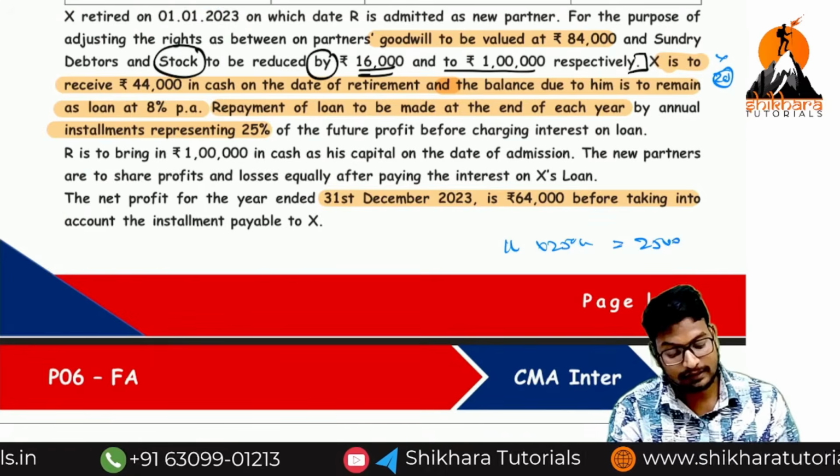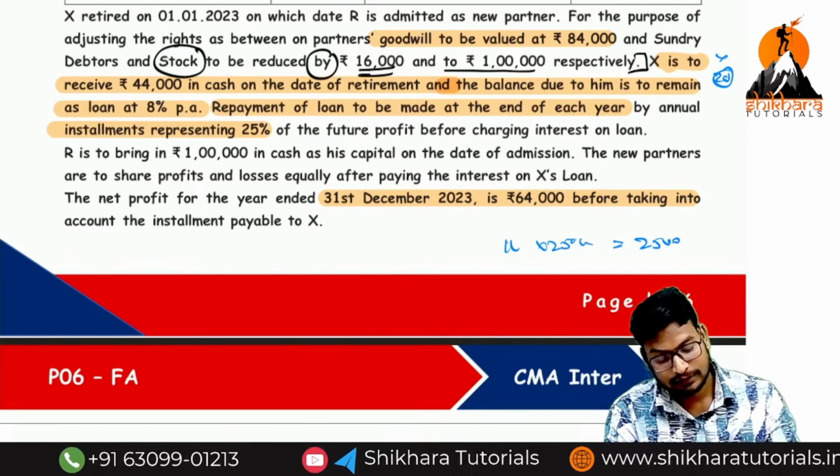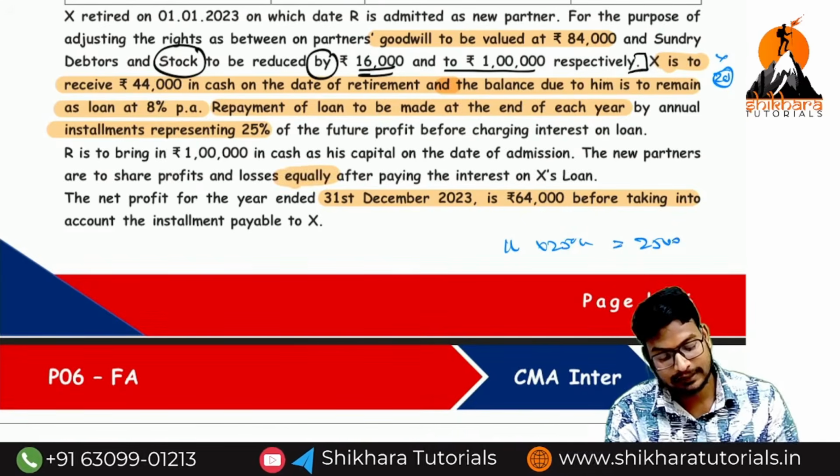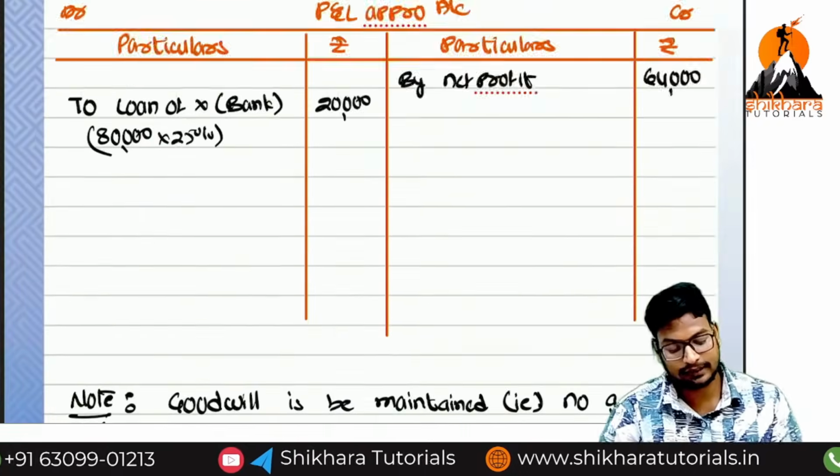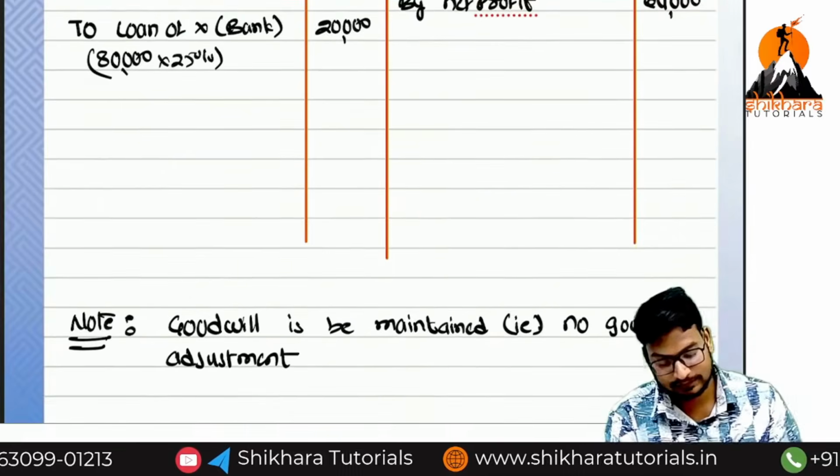They will share in what ratio? Equally. They will share the profits equally. That means we can easily distribute. So what is the available balance?